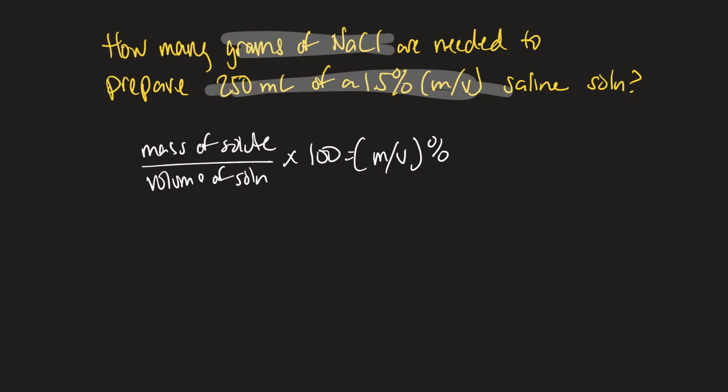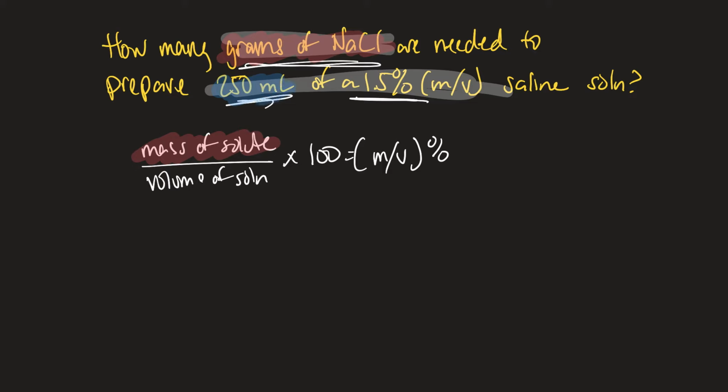It's asking for the grams of NaCl that is needed to form a 250 mL solution of 1.5. Okay, so when you think about what's given to us and what you're trying to find, let's think about what we know from this equation. I'm going to highlight this so that we can see it. The grams of NaCl is basically the mass of the solute, so we're going to be looking for this top portion here.